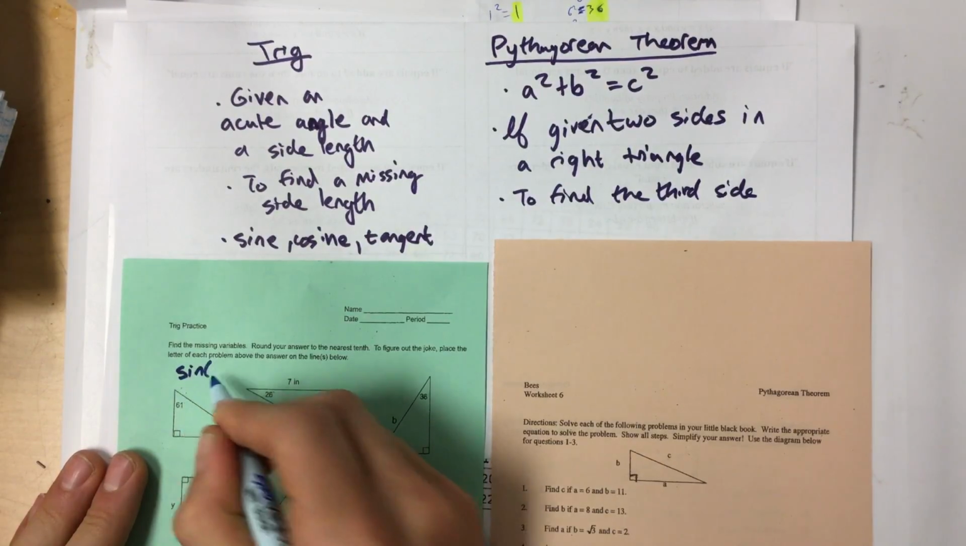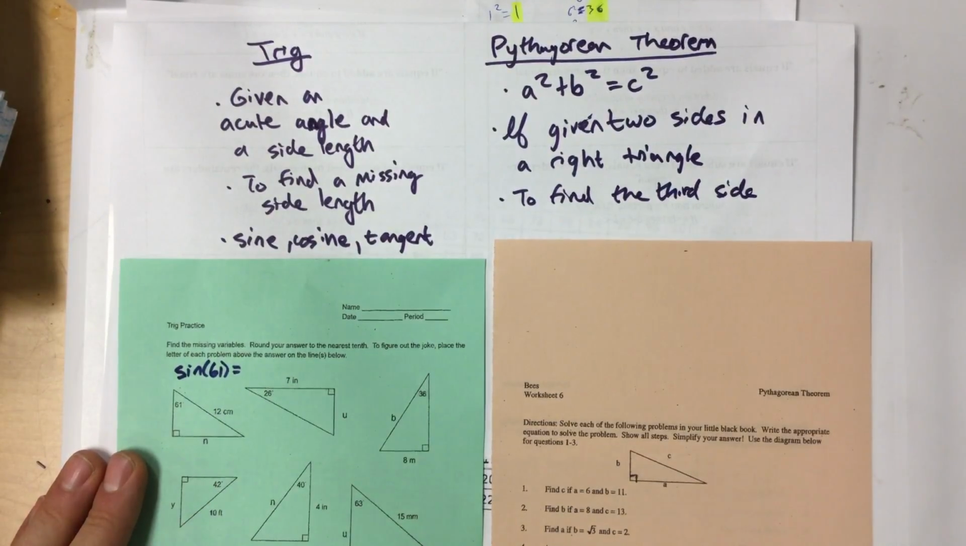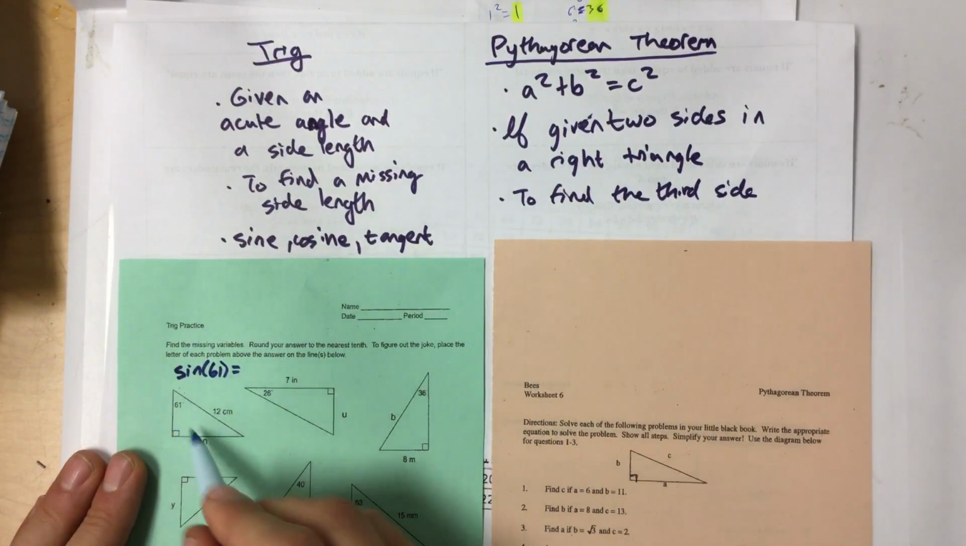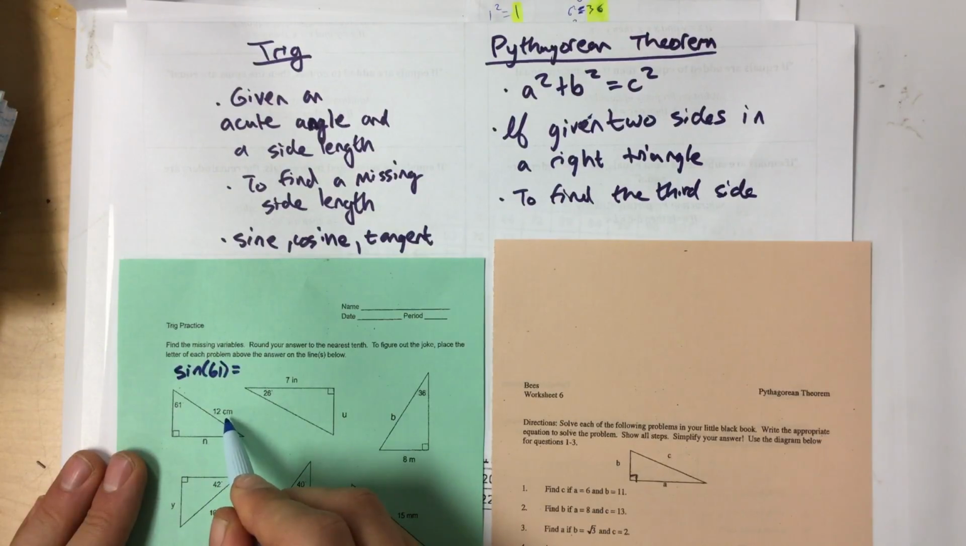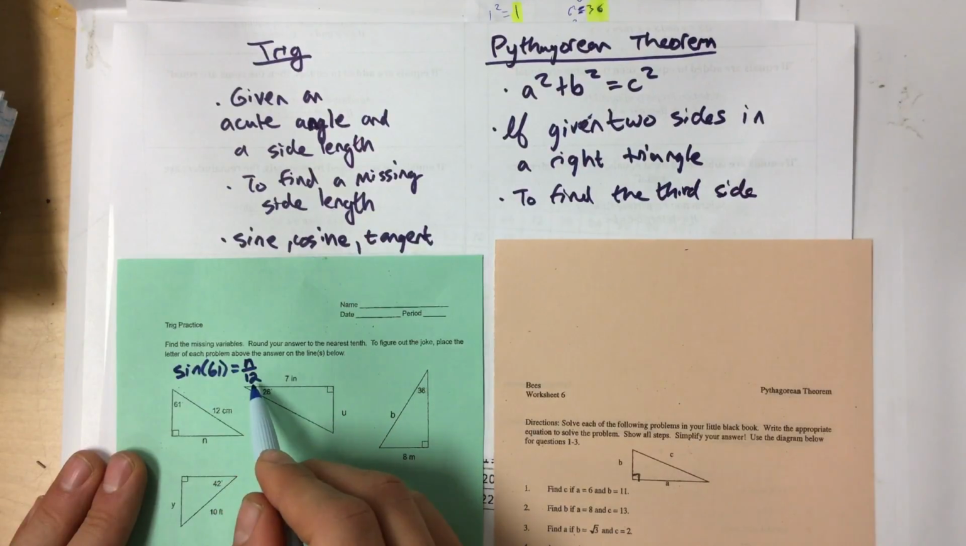So sine of the angle, in this case 61 degrees, equals opposite over hypotenuse. That order is important. So opposite is n, hypotenuse is 12. So it's equivalent to the ratio of n over 12.